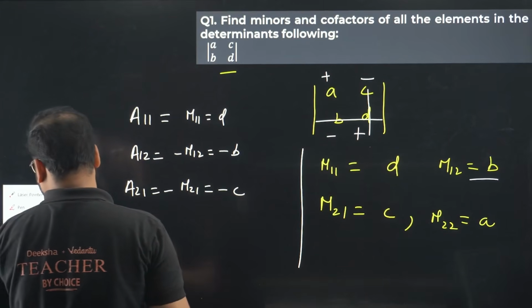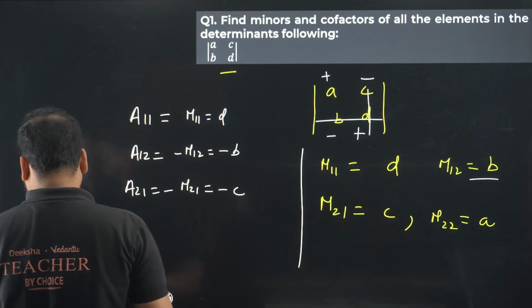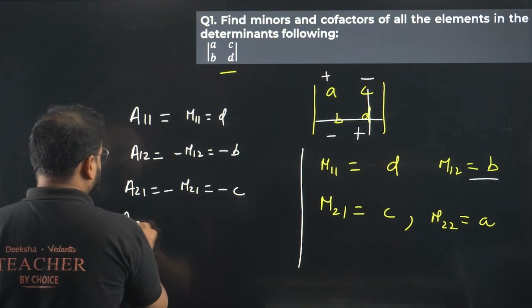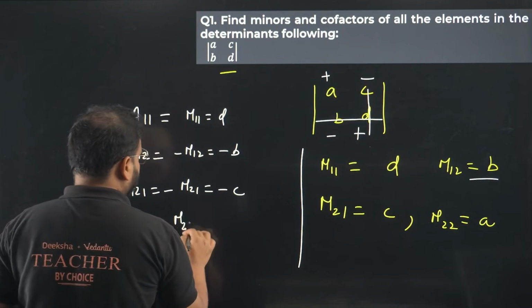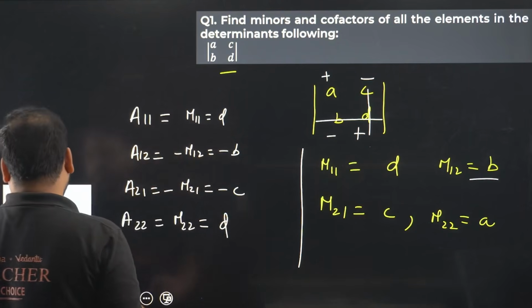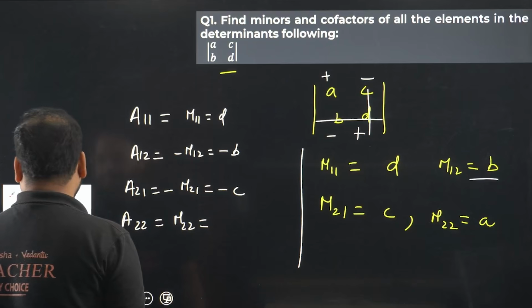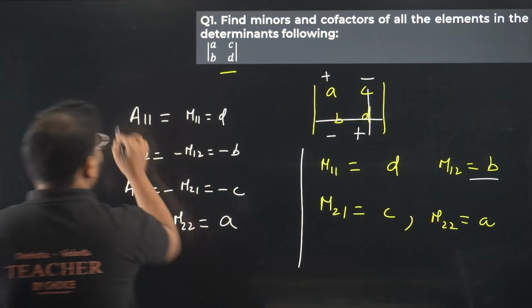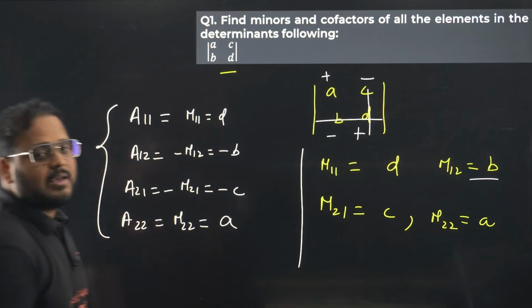A22 will become equal to M22, which is simply a. I wrote it as d, my mistake. That's my cofactors. Have a look. As simple as that.